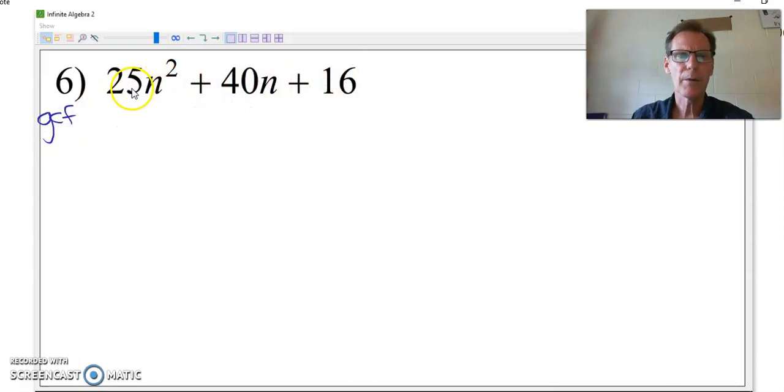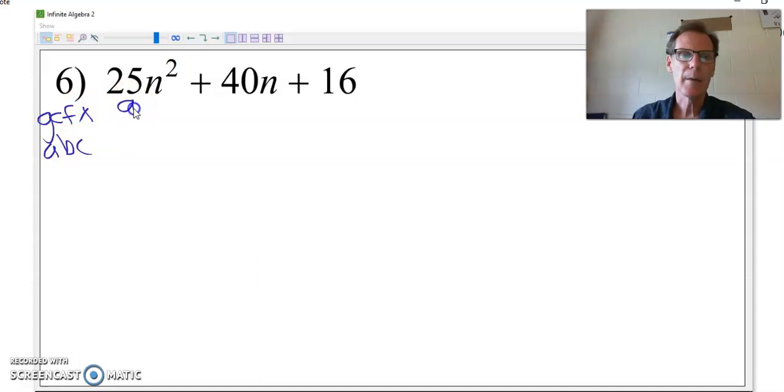I was very hopeful there was. A common factor between 25 and 40 is 5, but 5 doesn't go into 16. A common factor with 40 and 16 is 8, or 2, or 4, but none of those numbers go into 25. So there's no GCF, so I skip that step. But I always ask up front.